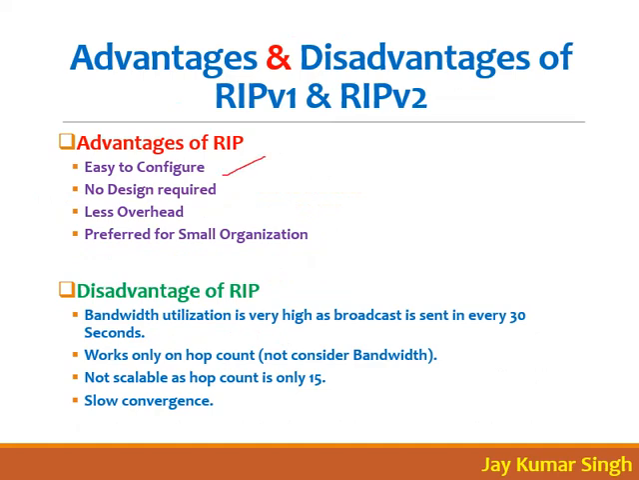Advantages: easy to configure, no design is required, less overhead, preferred for a small organization. Disadvantages: bandwidth utilization is very high because it sends broadcasts and multicasts every 30 seconds. It works with hop count only and does not consider the bandwidth, so this is also a wrong decision. It's not scalable for a large organization because it supports only 15 hops. Slow convergence is also a disadvantage.